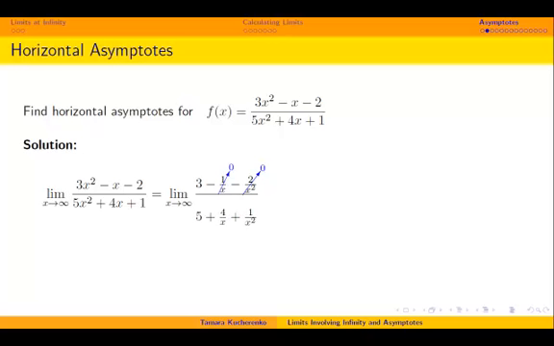In the denominator, 4 over x approaches 0 and 1 over x squared approaches 0 at infinity. What we have left is 3 over 5. So the limit equals 3/5. Since the limit as x approaches infinity is 3/5, the line y equals 3/5 is a horizontal asymptote.